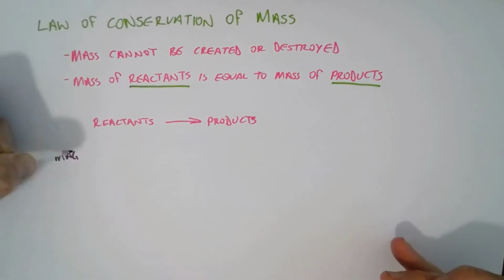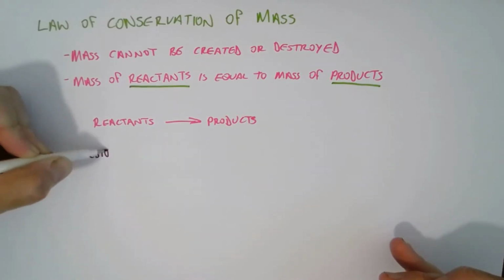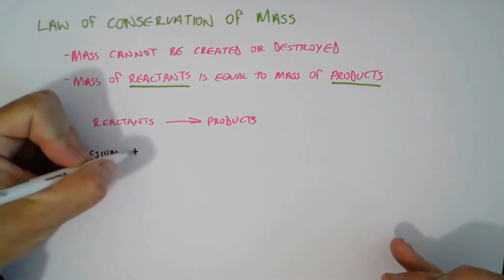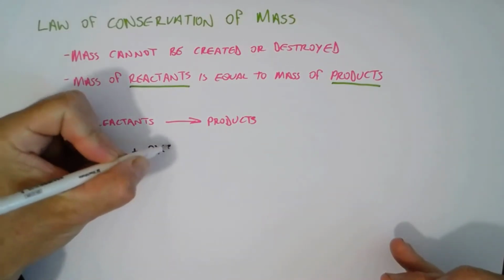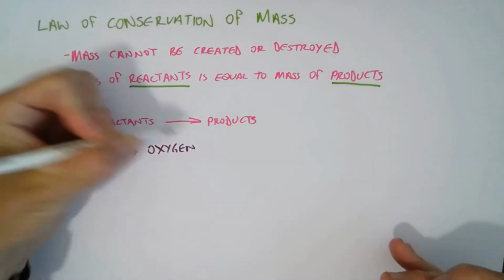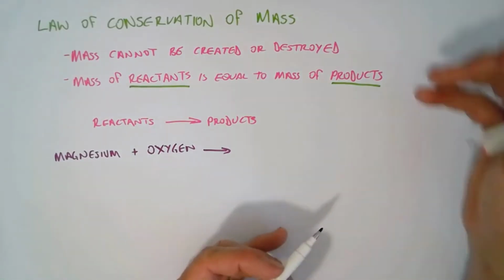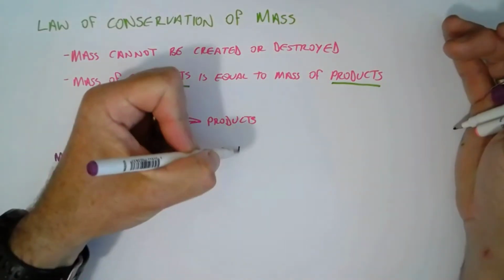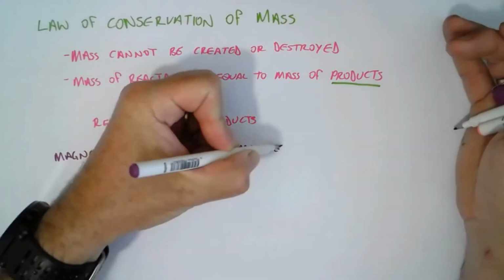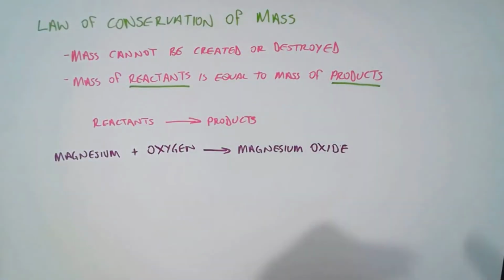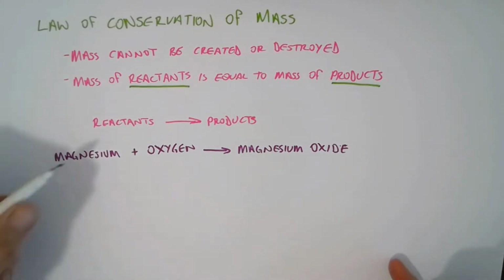So a word equation first. Magnesium metal and oxygen gas are reactants, and it's a combustion reaction. It's the burning of magnesium in oxygen. And the product is magnesium oxide. Right, so that's the word equation, and now I'm going to write the equation in symbols.